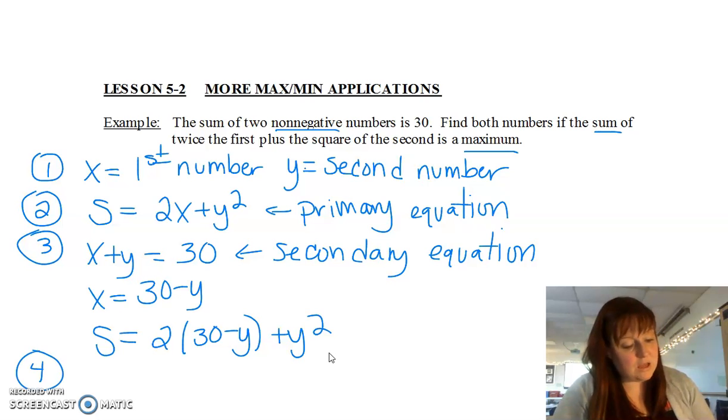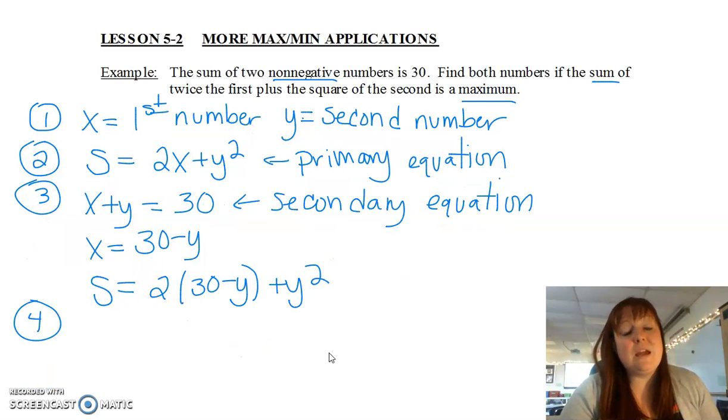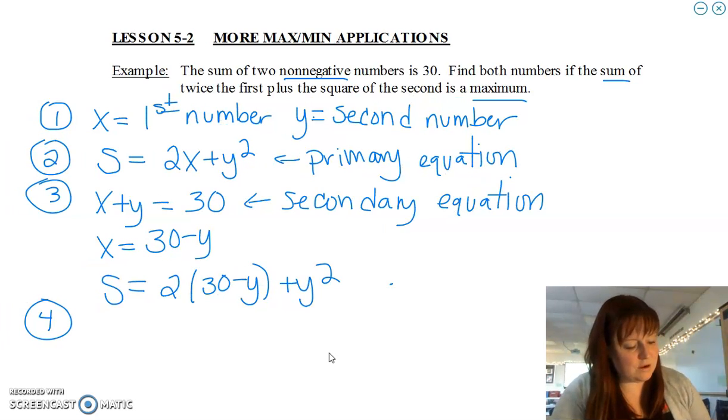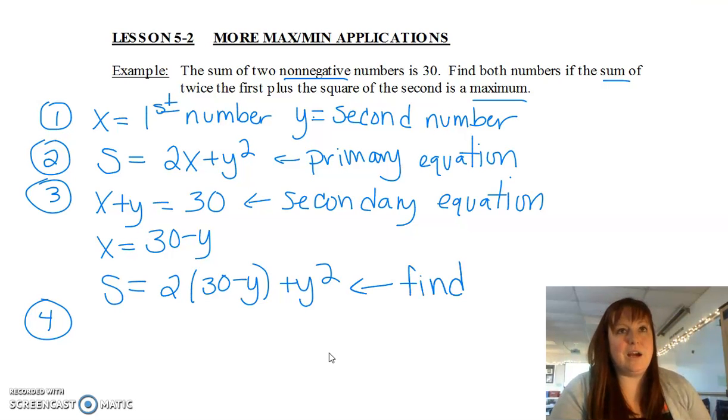Let's find our domain. And this is where that word non-negative comes into play, because what is our domain? They have to add to 30. It can't be a negative number, but can it be 0? Yeah, non-negative doesn't mean positive. It means 0 or positive, right? So we find our domain from our new equation that we're going to optimize. Find the domain.